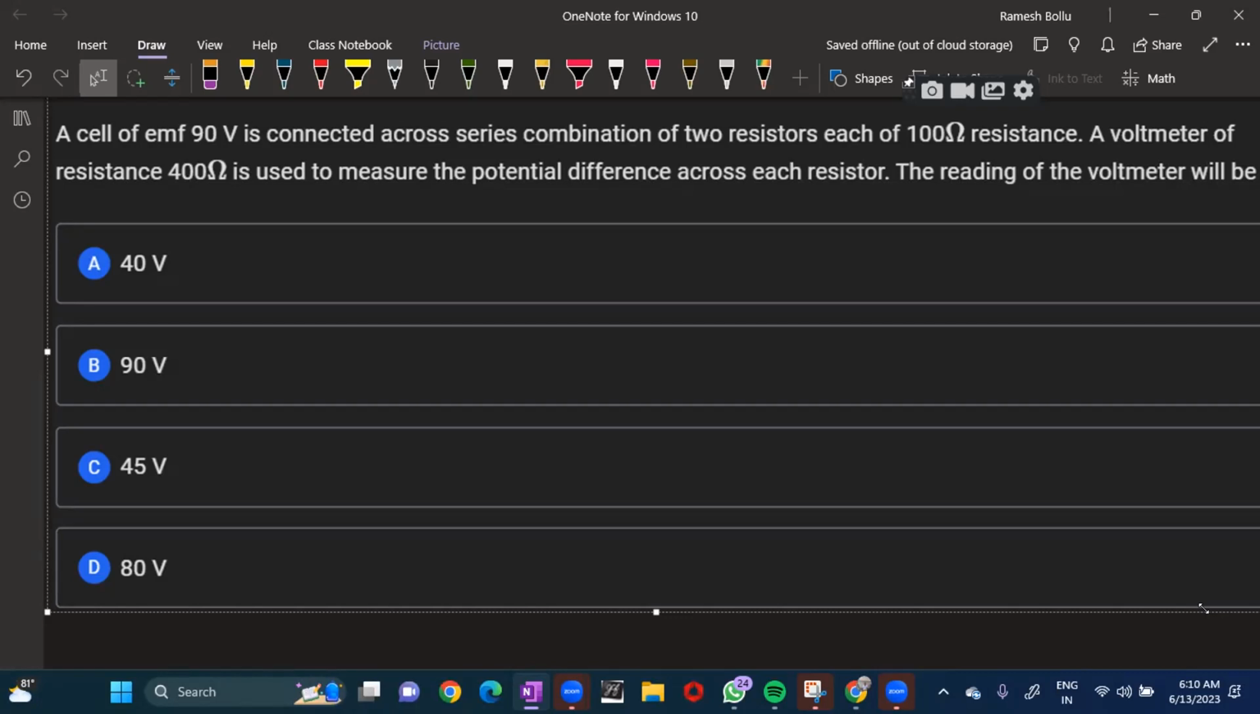Sir, 90 volts, sir. Option B. Dinesh? Jones, sir. Jones, okay. Who is this? Abhishek, sir.